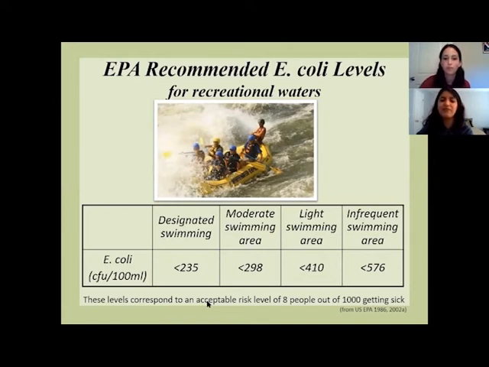That's 1986. Thank you. So the EPA designates safe levels of E. coli for swimming if it's below 235. The units here are 235 CFU per 100 milliliters. Moderate swimming is less than 298. Light swimming in that area is if the levels are 410 or less. An infrequent swimming area is 576.